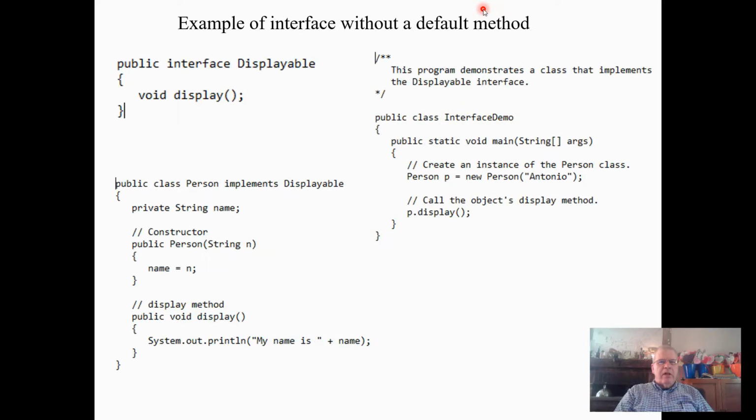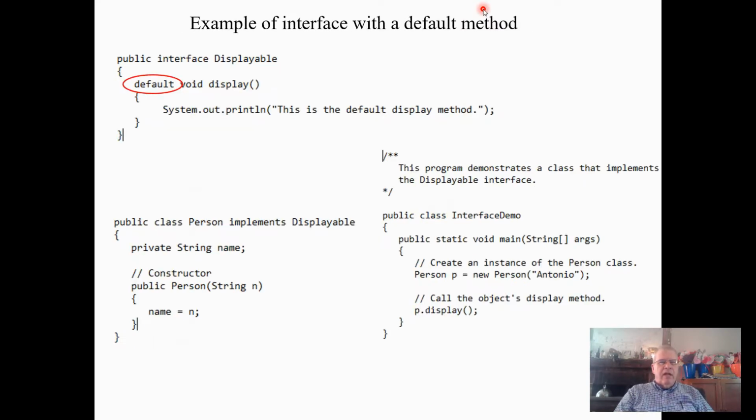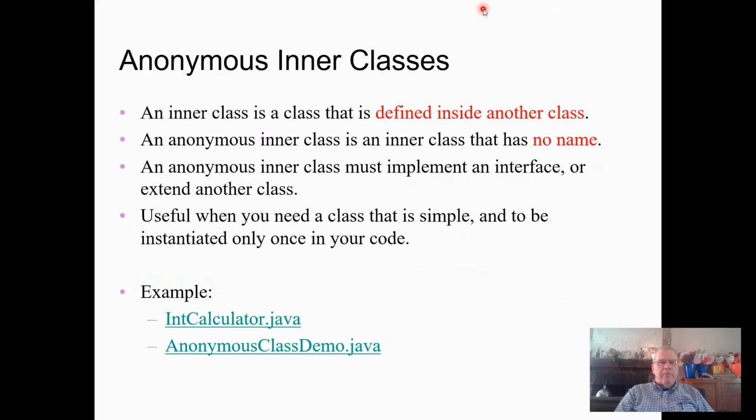So here's an example of an interface without a default method. And then when we put the default method in, we just add the keyword default and the method and implement the method in a normal way.